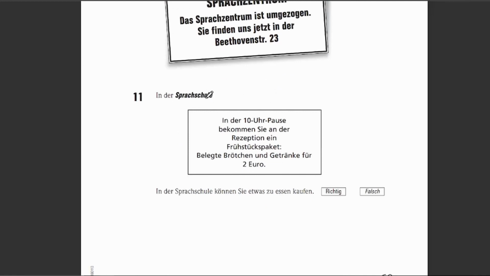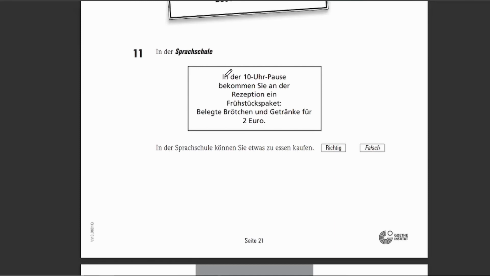In the Sprachschule. So now it is written again in the school. In der 10 Uhr Pause bekommen Sie an der Rezeption ein Frühstückspaket, belegte Brötchen und Getränke für 2 Euro. So they have given notice board information saying that at 10 o'clock, between your classes, you can go and buy all these things.